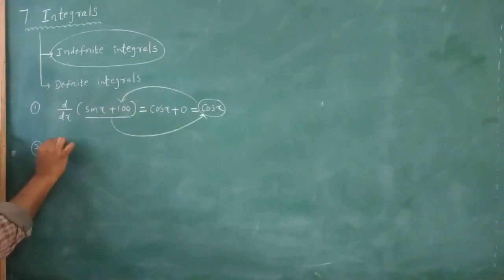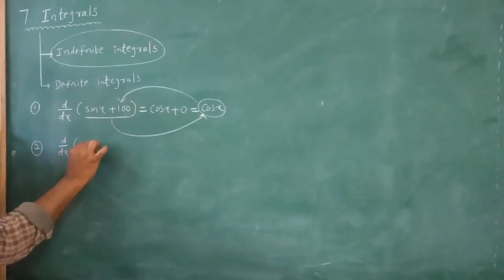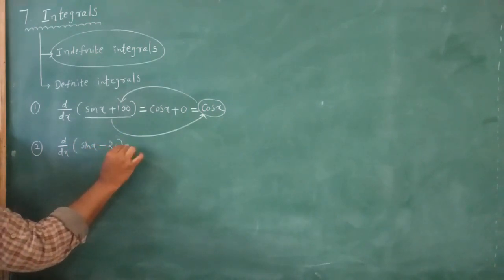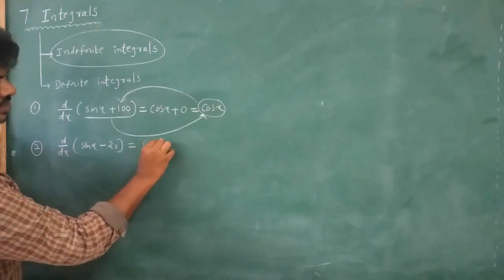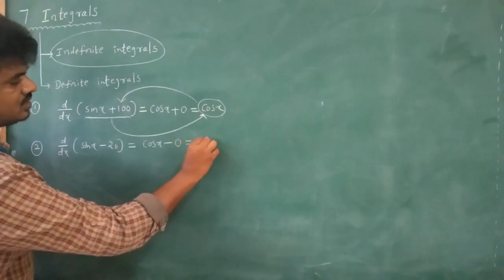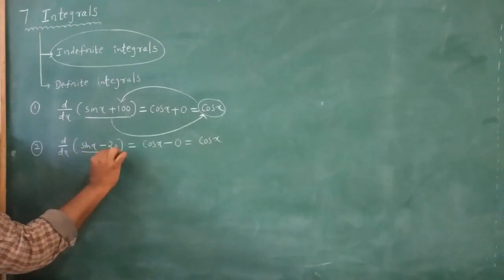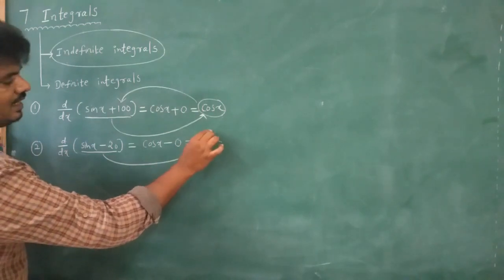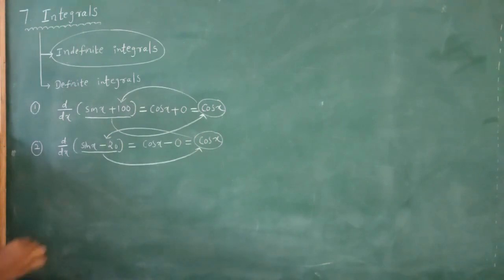Second one: what is the derivative of sin x minus 20? Similarly, the derivative of sin x is cos x, minus the derivative of 20, which is 0, so that is cos x. So finally, the derivative of sin x minus 20 is cos x. The antiderivative of cos x is sin x minus 20.